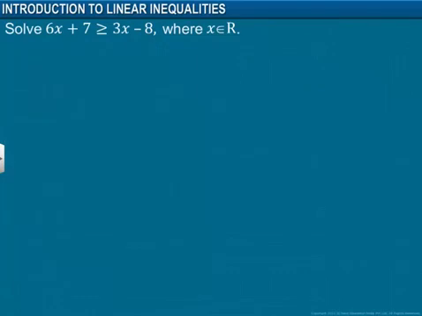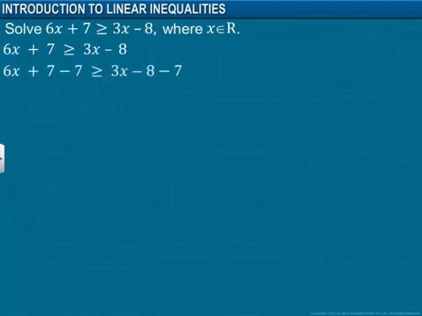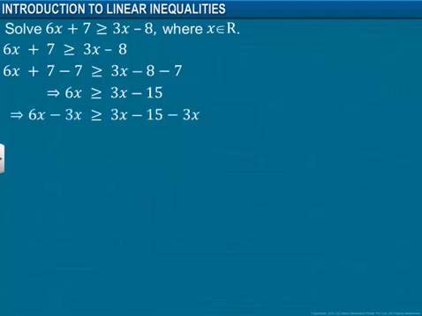Next, we solve an inequality having two algebraic expressions. As discussed earlier, the technique is to make the coefficient of x equal to 1. We will subtract 7 on both sides to bring the constant to the right-hand side. Next, we will take the variable on the RHS to the LHS to combine the variables. To do this, we subtract 3x from both the sides. We get 3x is greater than or equal to -15.